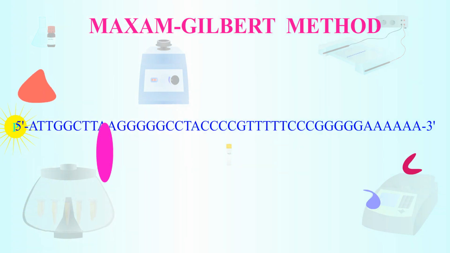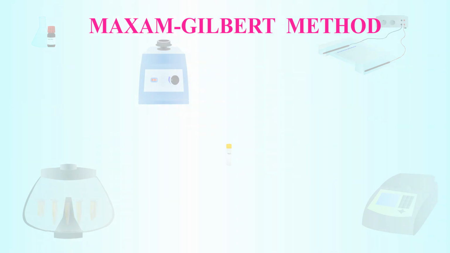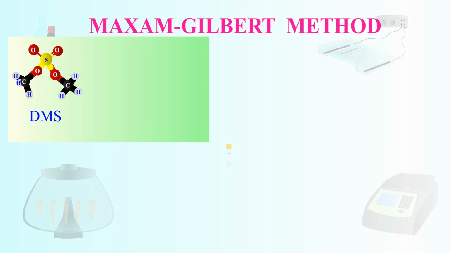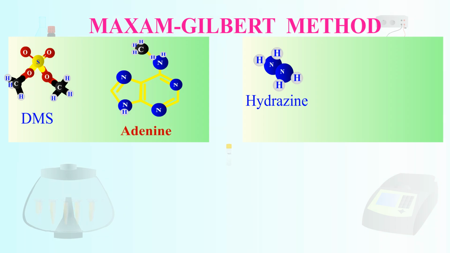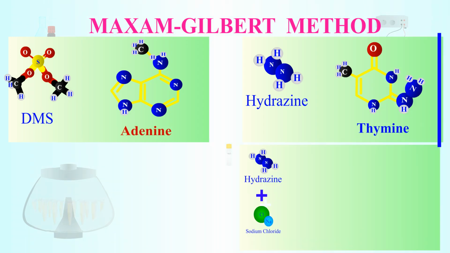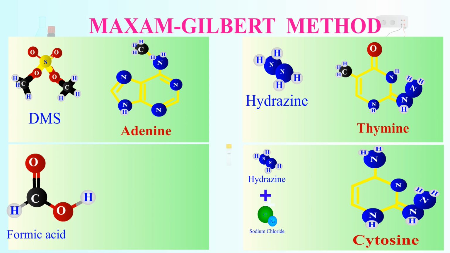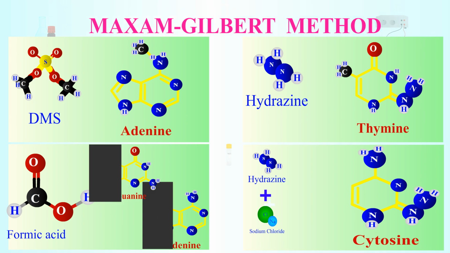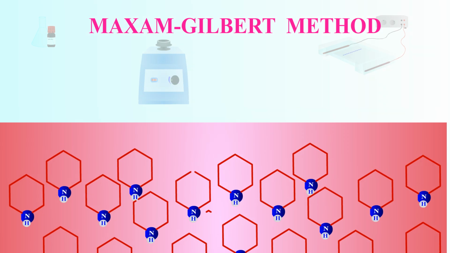The single-stranded DNA is now treated with different chemical reagents that selectively cleave the DNA at specific bases. DMS, or dimethyl sulfate, cleaves at adenine nucleotide. Hydrazine will cleave at cytosine and thymine, and the addition of sodium chloride to the hydrazine will make it cleave specifically at cytosine. And addition of formic acid will cut at adenine and guanine. The modified DNA bases are then cleaved by hot piperidine.